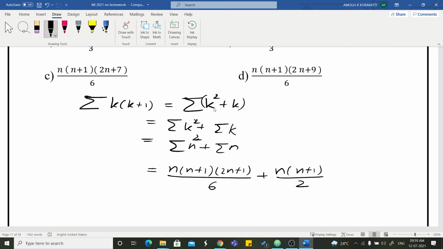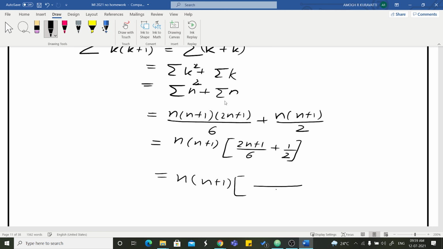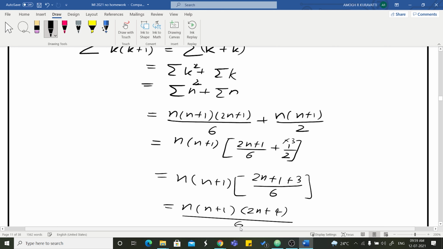Correct? Then among these two, is there any common? Common is n of n plus 1. So 2n plus 1 by 6 plus 1 by 2. Then that equals n of n plus 1. LCM is here 6. 2 3s are 6. So 2n plus 1 plus 3. That equals n of n plus 1, 2n plus 1 plus 3, that is 2n plus 4, divided by 6.